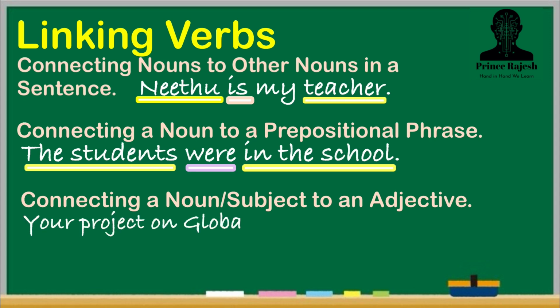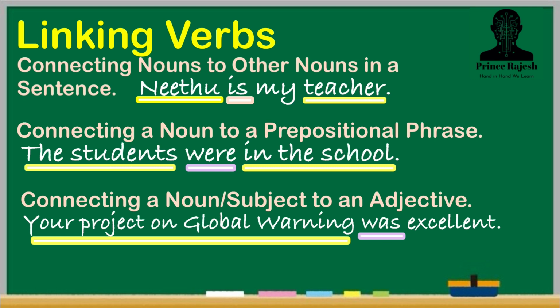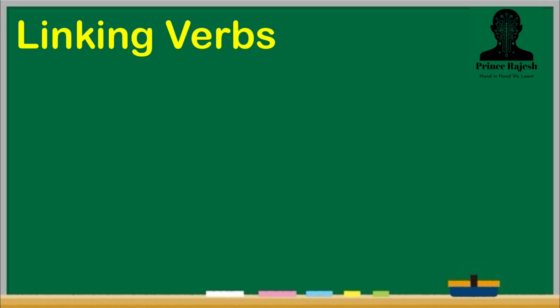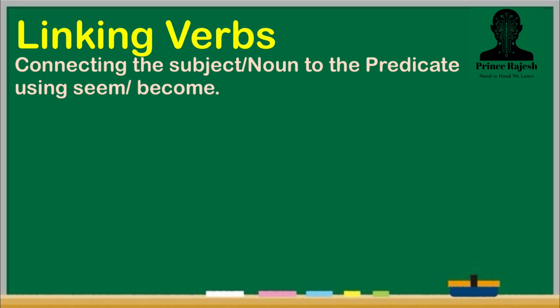Your project on global warming was excellent. In this example, the verb was is used to link the subject, your project on global warming, to the adjective excellent. Connecting the subject or noun to the predicate using seem or become.